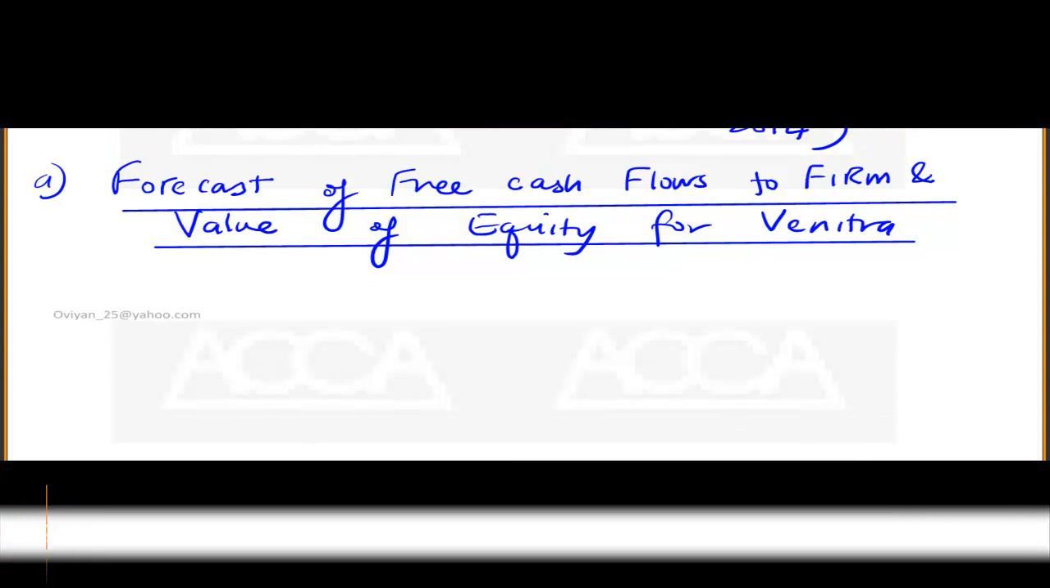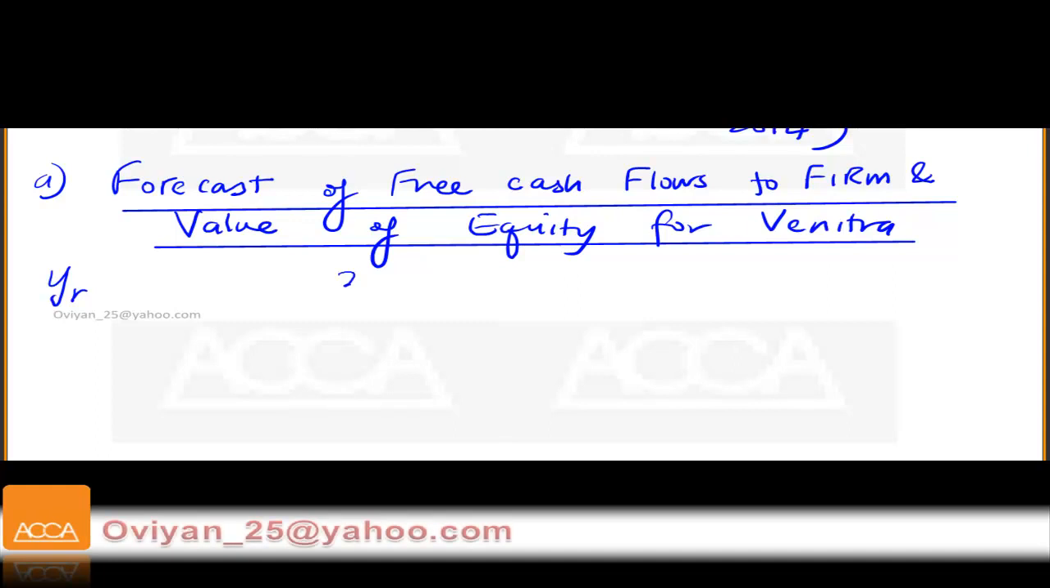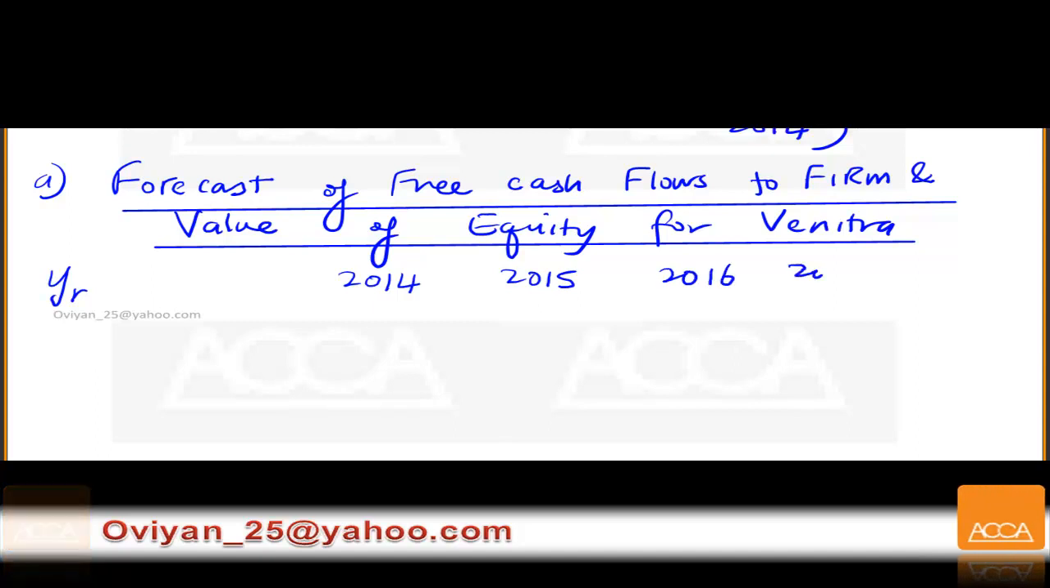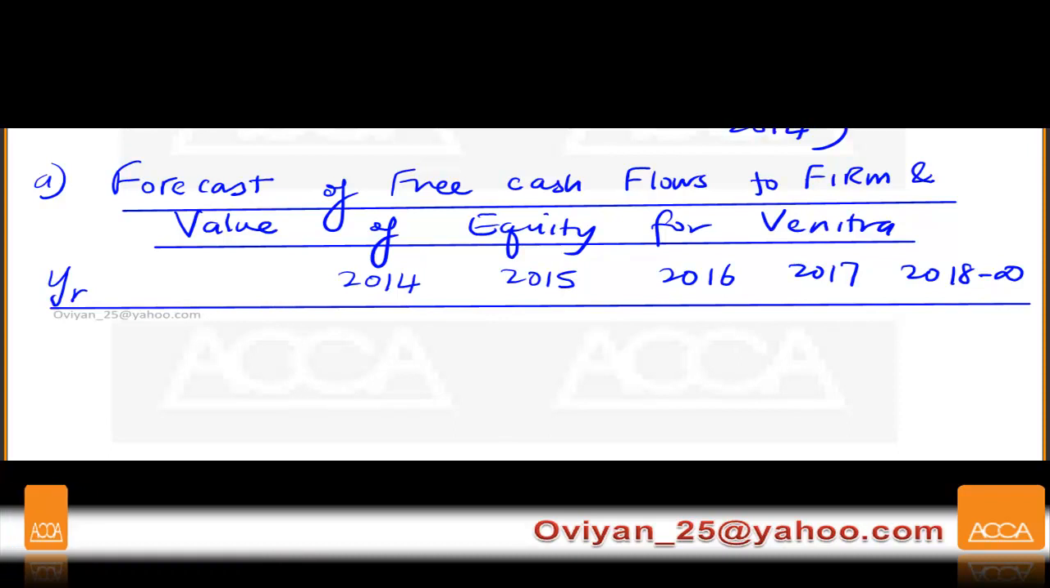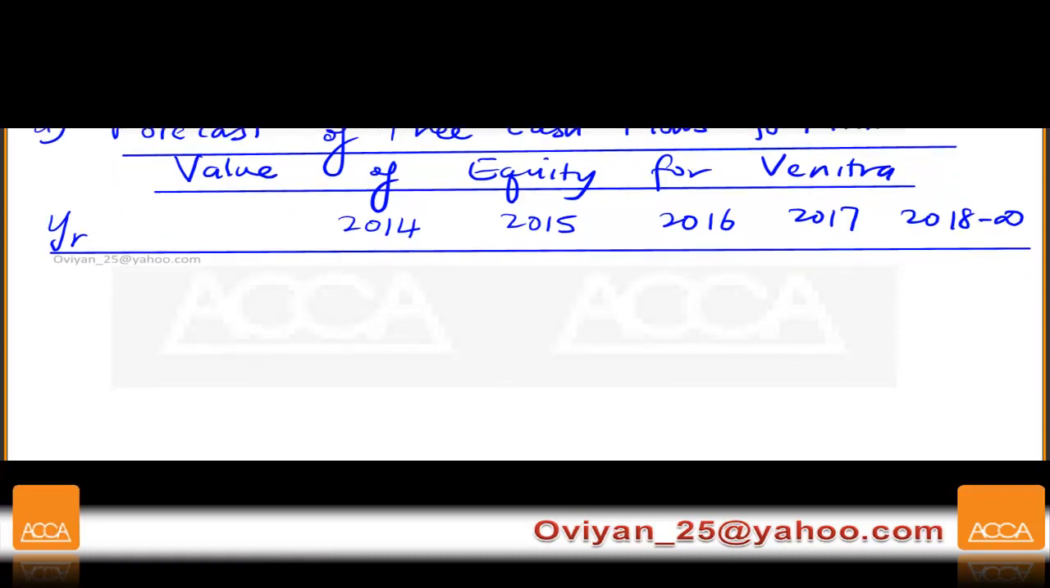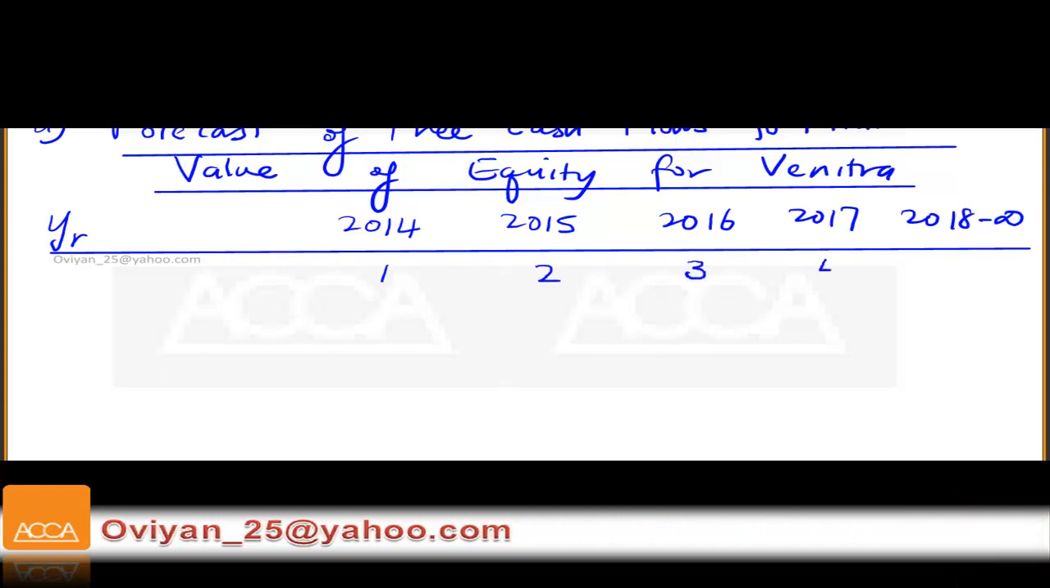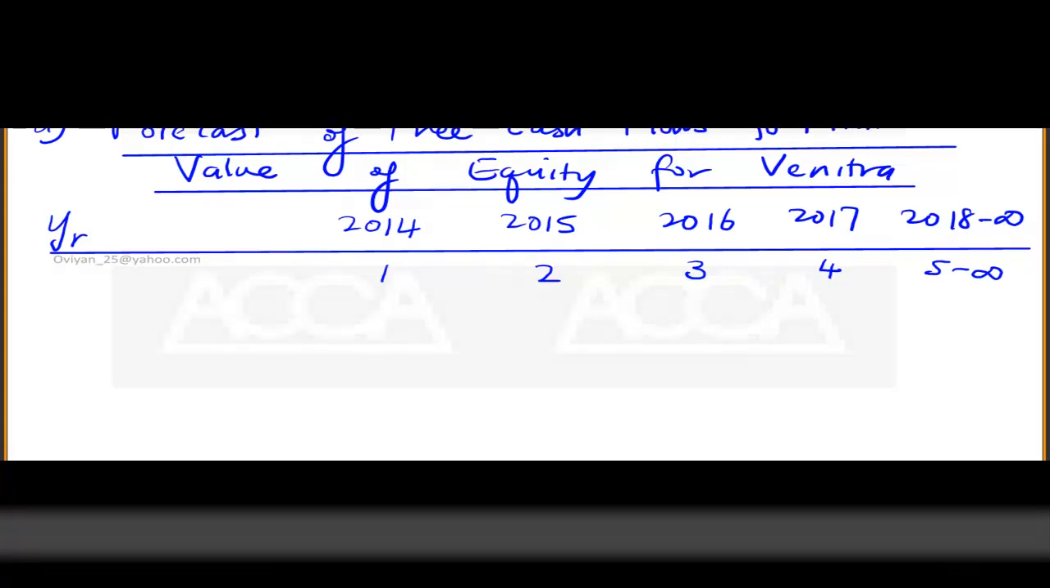Now what I would like to do here is draw the years for you. This is going to be year 2014, 2015, 2016, 2017, 2018 to infinity. We'll do the 2018 to infinity in perpetuity separately. Is that okay? So this is going to be time 1, 2, 3, 4, 5 to infinity. Okay?